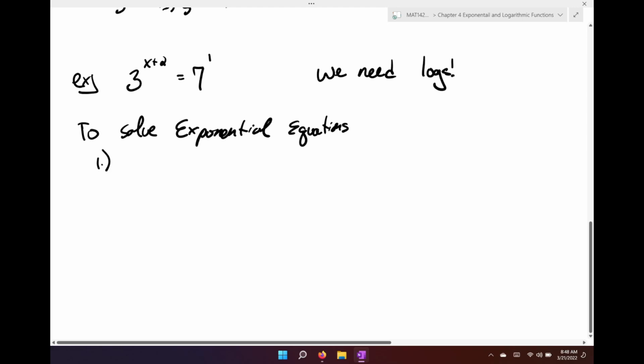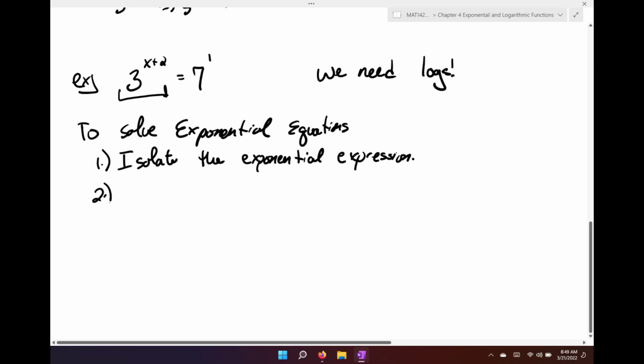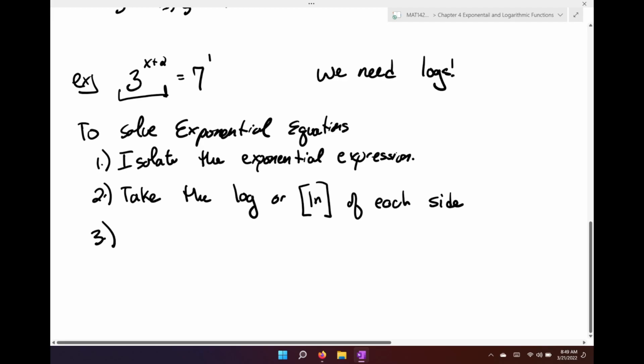All right. First thing you want to do is isolate the exponential expression. All right, now for us, that's already done. The exponential expression is 3 to the x plus 2. So that's already done. Step 2: take the log, and I'll put this in brackets, or the natural log. You could do either; both work. So take the log or the ln of each side. And then step 3, solve for the variable.